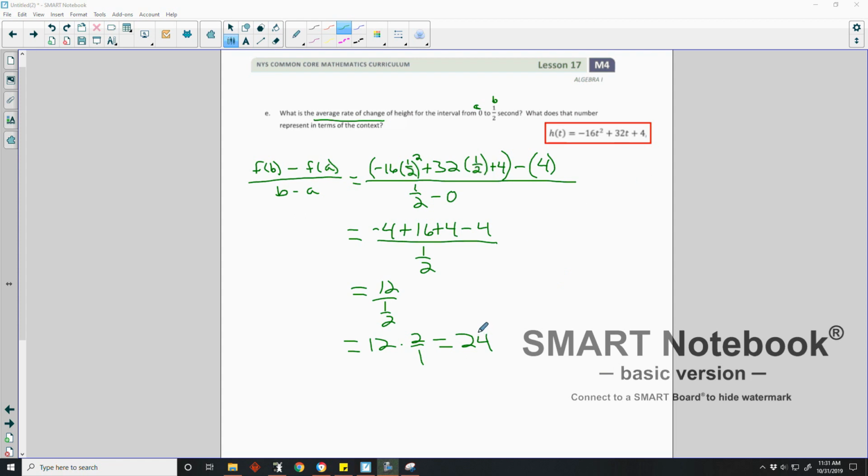Okay, so that means the rate of change for the interval from 0 to 1/2 is 24 feet. Okay, we're talking about feet, so it's 24 feet per second. Okay, so then it says, what does that number represent in terms of the context? So it represents the average speed of the bag of chips from the time 0 to 1/2 seconds.